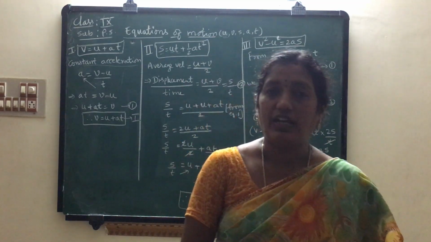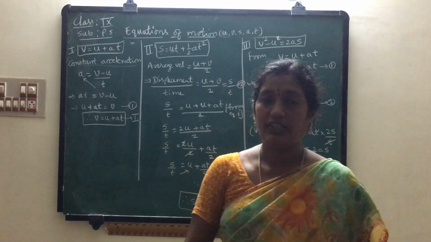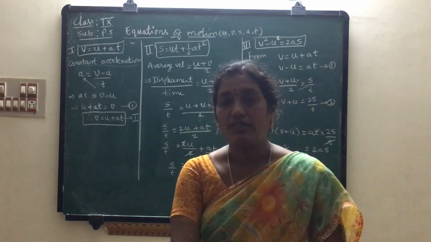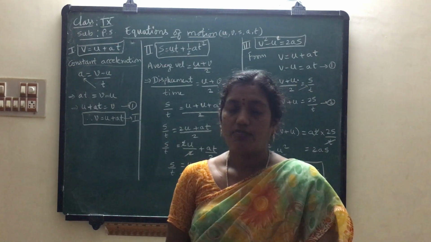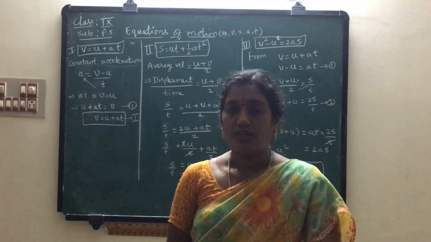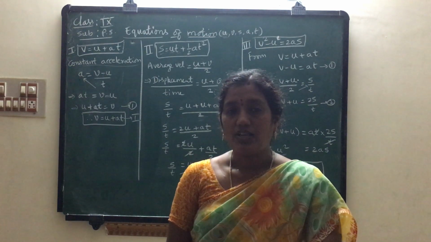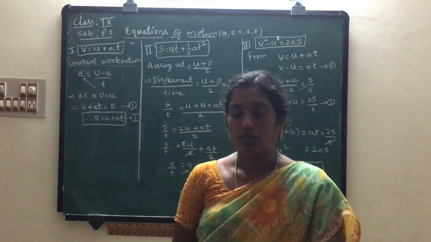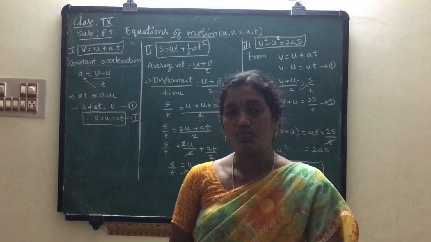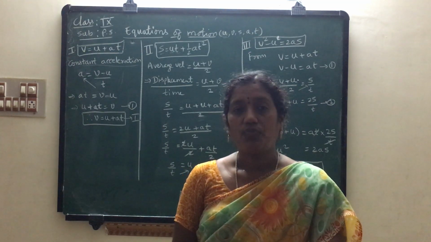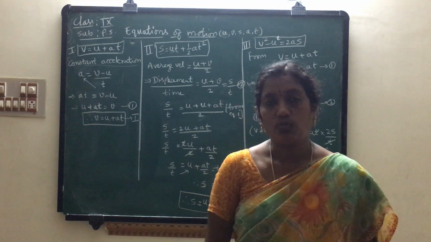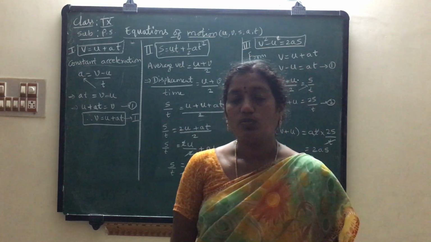Average velocity. Why are we taking average velocity here? Because an object is traveling with some initial velocity and final velocity after a certain time interval t. So average velocity is a must, because the velocity of the object keeps changing with respect to time. Therefore average velocity is equal to (v plus u) by t.